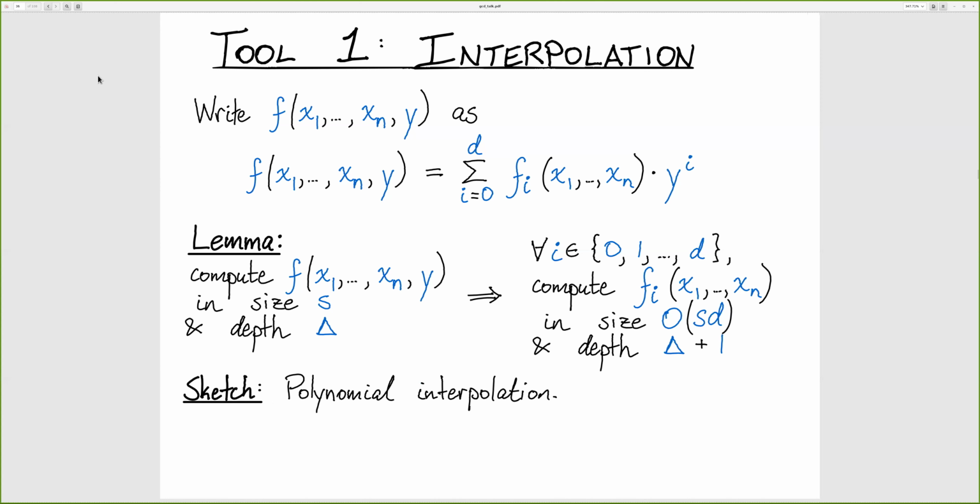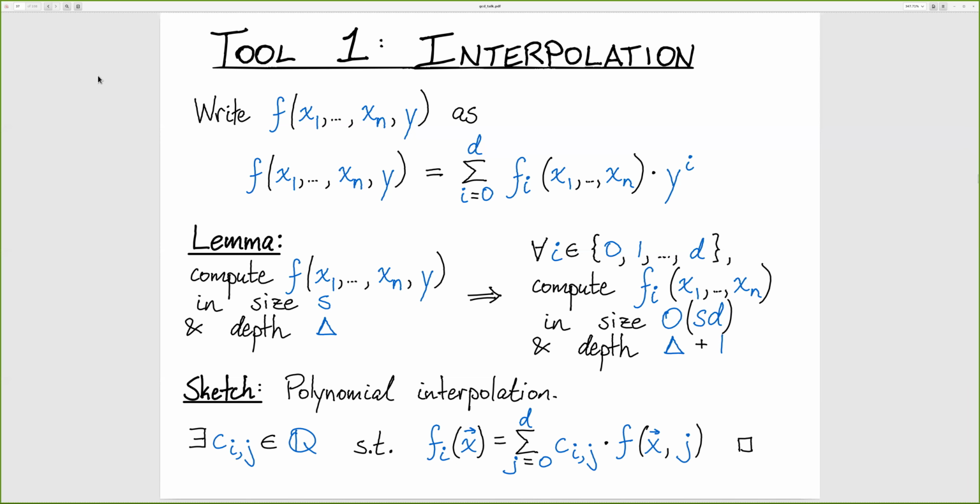And how does this work? This is just polynomial interpolation. Okay, so what exactly do I mean by this? Well, suppose you plug in different values of y here. You plug in 0, 1, 2, 3, 4, and so on. Polynomial interpolation says I can take those evaluations and write each coefficient as a linear combination of the evaluations. So here, how you should read this is, for f, we have a small low-depth circuit. We're copying it d times, and we're adding one layer of depth to implement this linear combination. That's it. So this is the first tool we'll use.